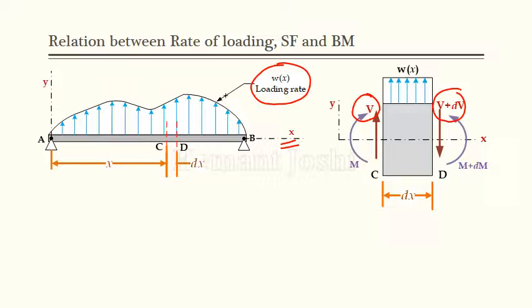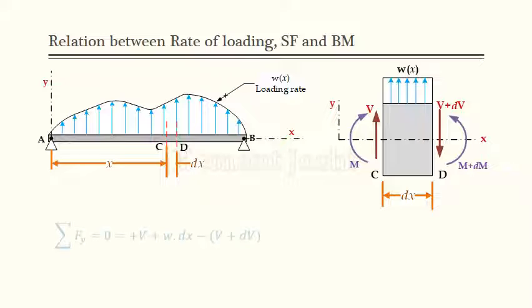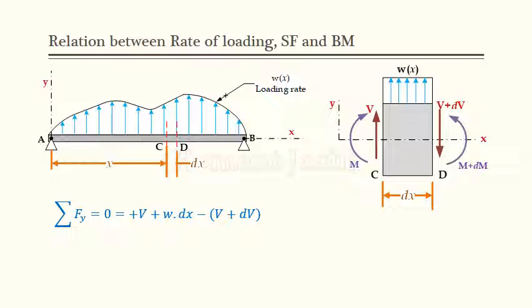Similarly, consider also bending moment. So the bending moment at section C is M, and there is a slight increment in bending moment at section D, that is M plus dM. Now if I apply equilibrium conditions, there are two equilibrium conditions applicable here. One is summation Fy equal to 0. So writing the equation in the equilibrium form and reducing it to these values.